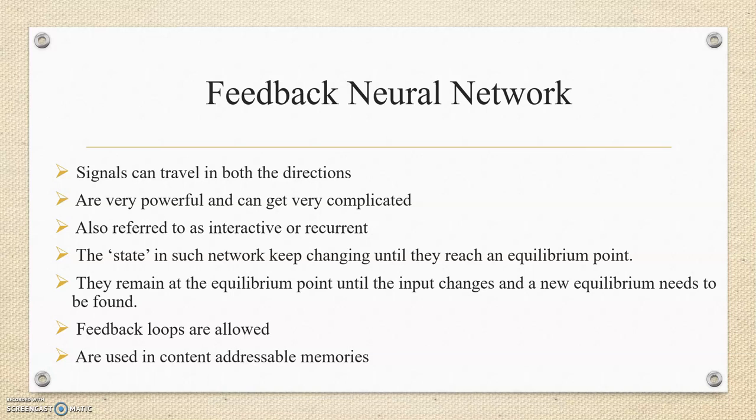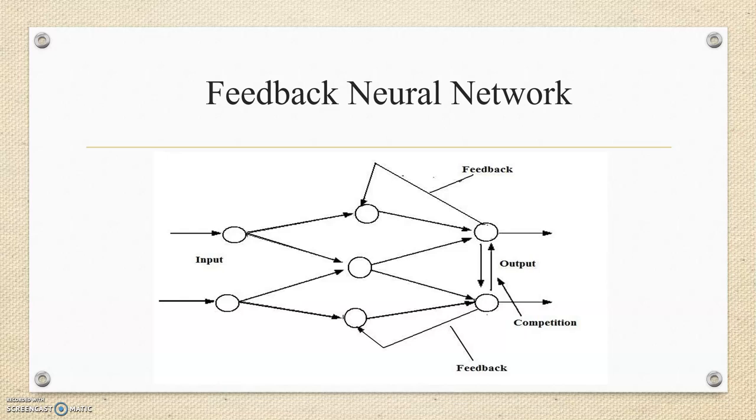Feedback neural network is also referred to as interactive or recurrent, although the latter term is often used to denote feedback connections in single layer organizations. Feedback loops are allowed in such networks, and these are used in content addressable memories. As you can see in this diagram, there is a feedback loop from output to the hidden layer. The input is passing through hidden layer. The hidden layer is passing the input to output to receive the output, and again the feedback loop is generated towards the hidden layer.